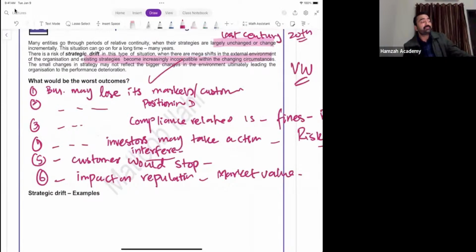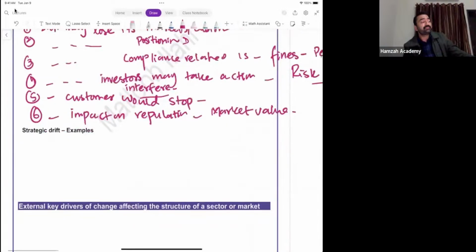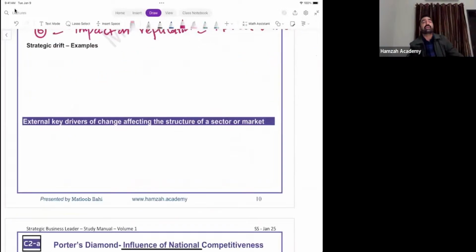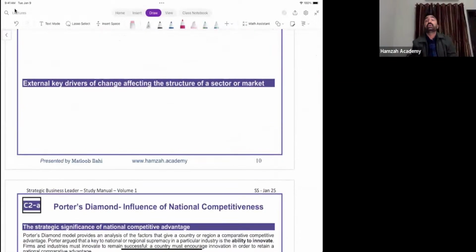Okay, next section is about how external key drivers of change affect the structure of a sector or market. Like, what are the external drivers of change that might affect the structure of a sector? So there are two broad external drivers of change. One is technology, how technology is shifting industries and markets, whether you talk about use of cloud, use of data and big data, and then AI models and all that.